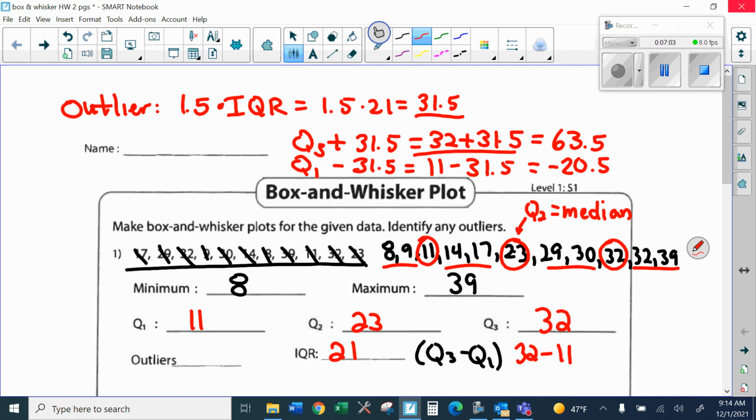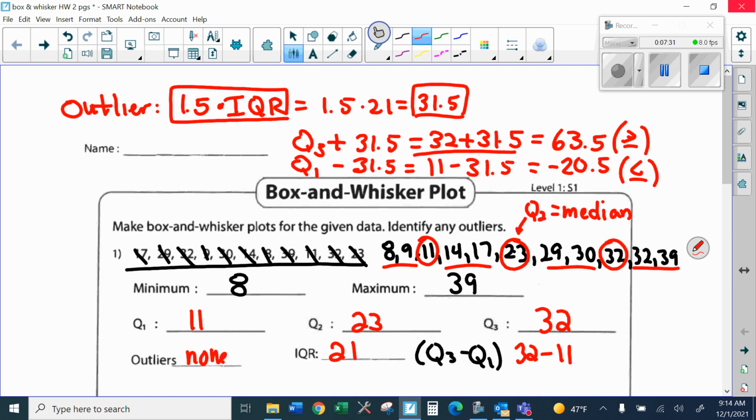Okay, but this is how you calculate. You first got to do 1.5 times the interquartile range, get that number, and you add it to the Q3, and you subtract it from the Q1. And any numbers that are greater than or equal to that number, or less than or equal to the smaller number, those are called outliers. Okay, so in this case, none.